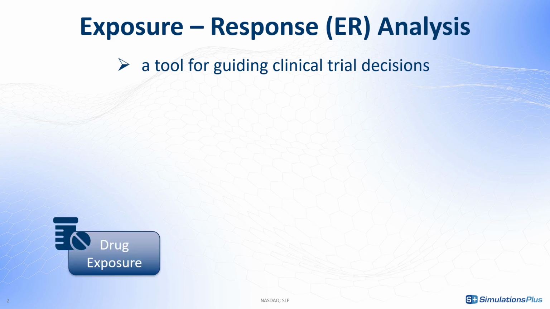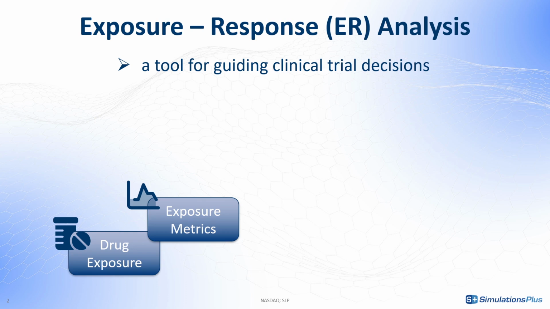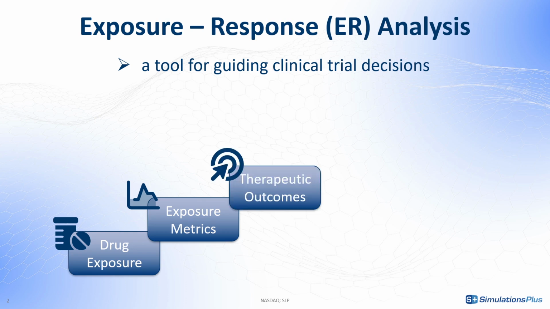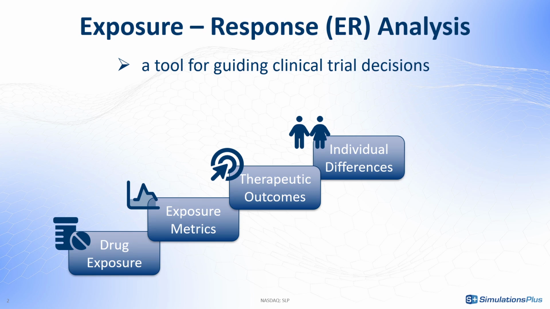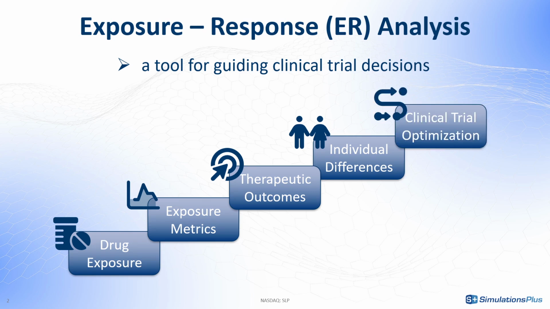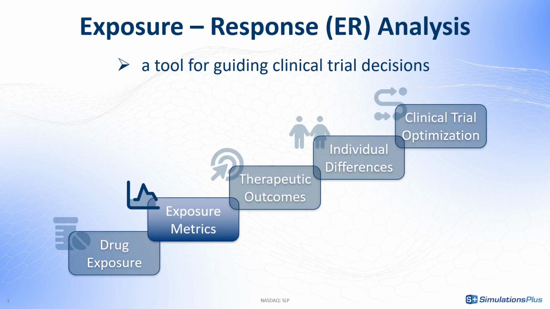It starts with summarizing the drug's individual pharmacokinetic profiles into a few exposure metrics. Then we link the exposure metrics to the drug's effects, study differences between individuals, and then use simulations to improve clinical trial decisions. In this video, we will focus on the first step of this process, that is calculating exposure metrics. These metrics help us describe the drug's presence in the body, so how much, how long, and how it changes, and they are essential for exposure response analysis.